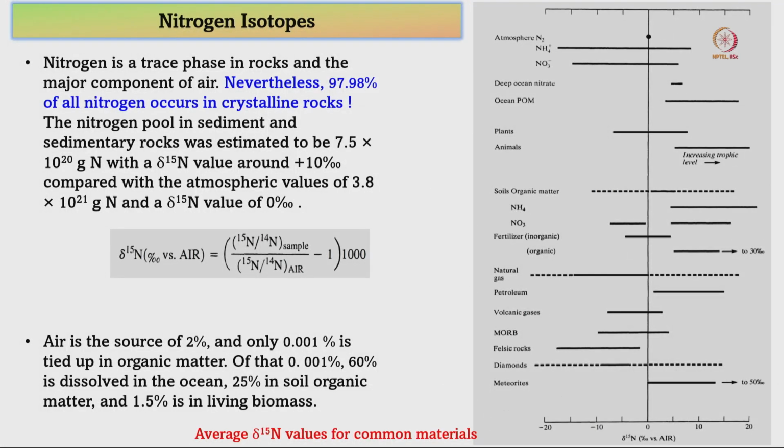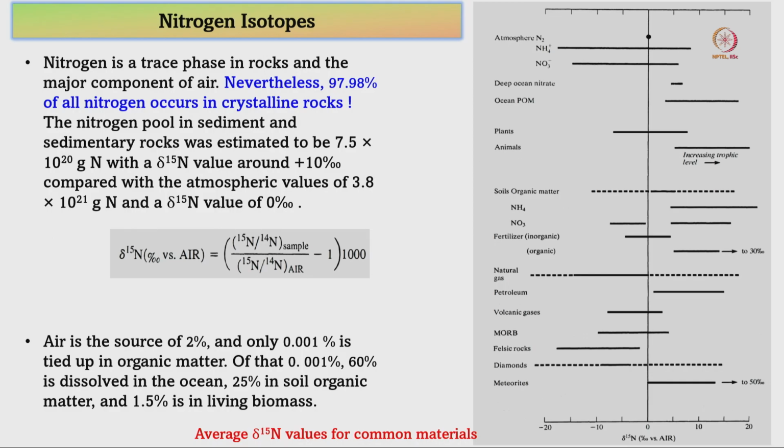Now, let us look into the nitrogen isotopes, how nitrogen isotopes are helpful. Nitrogen is a trace phase in the rocks, it is not a lot in the rocks, but a major component of the air, as you all know. But still, if you consider all the nitrogen on the planet, 97.9% of all the nitrogen is there in the rocks, trapped in the rocks.